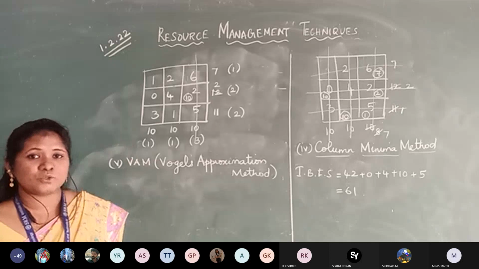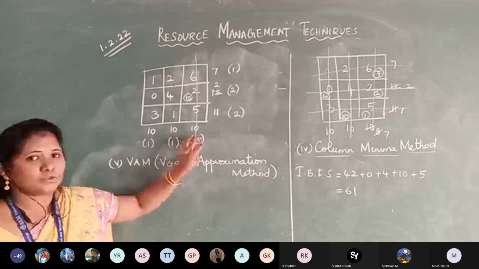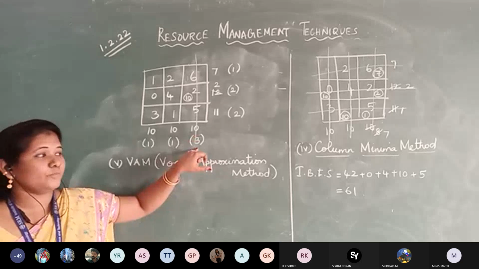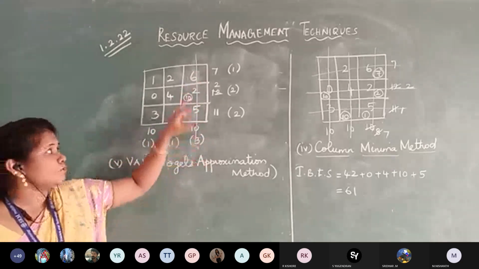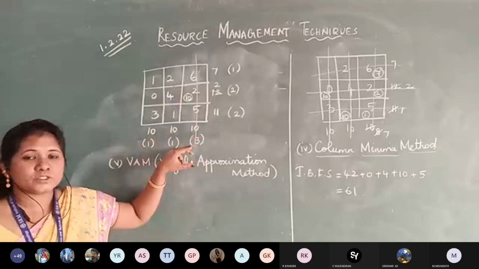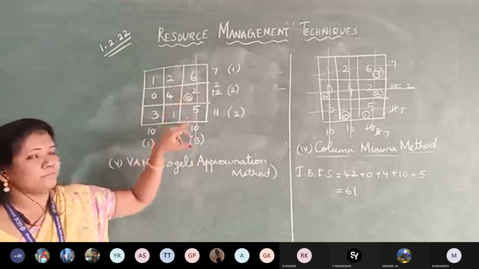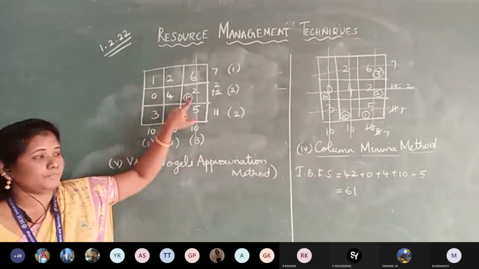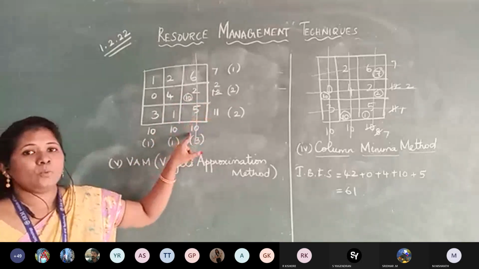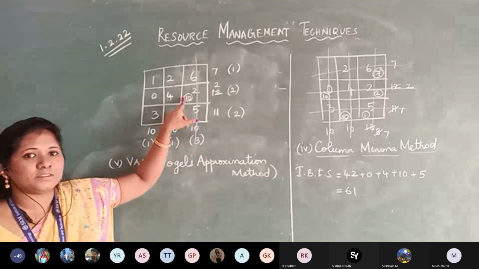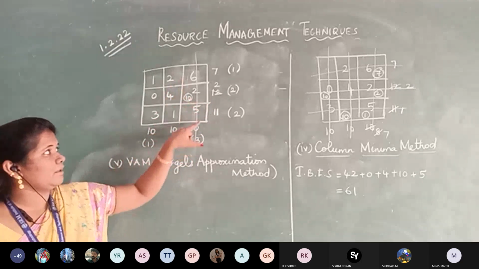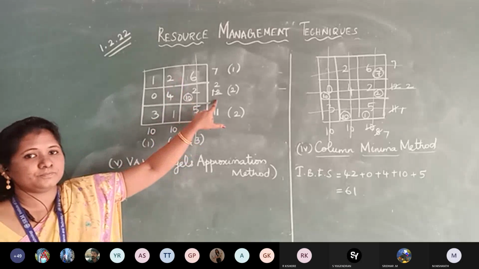Whichever is your biggest difference, you take it. So here 3 is the biggest difference. It came from this column. From this column, whichever is the least value, you see its supply and demand. You allocate there and cross over. Since we have taken 10, here it becomes 2.